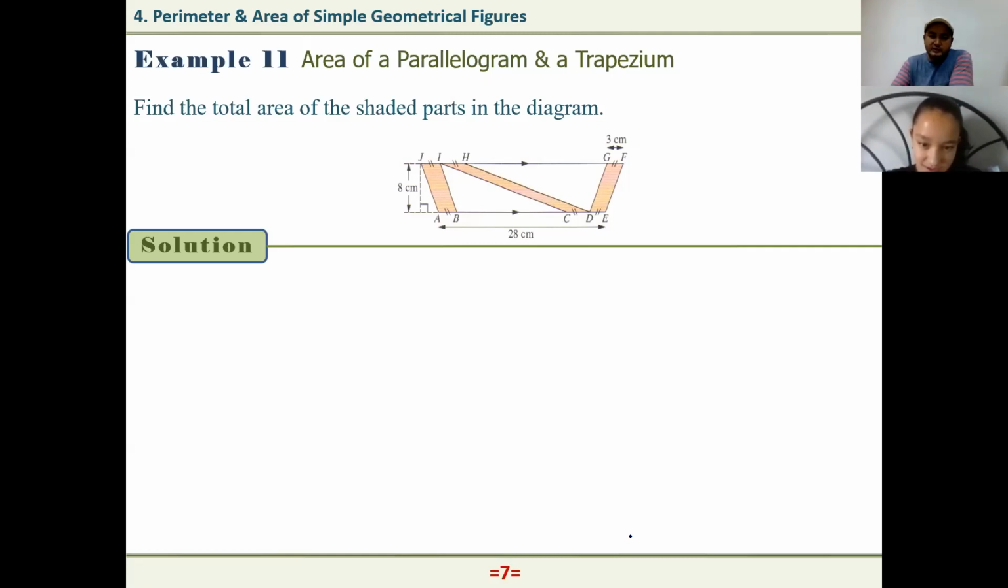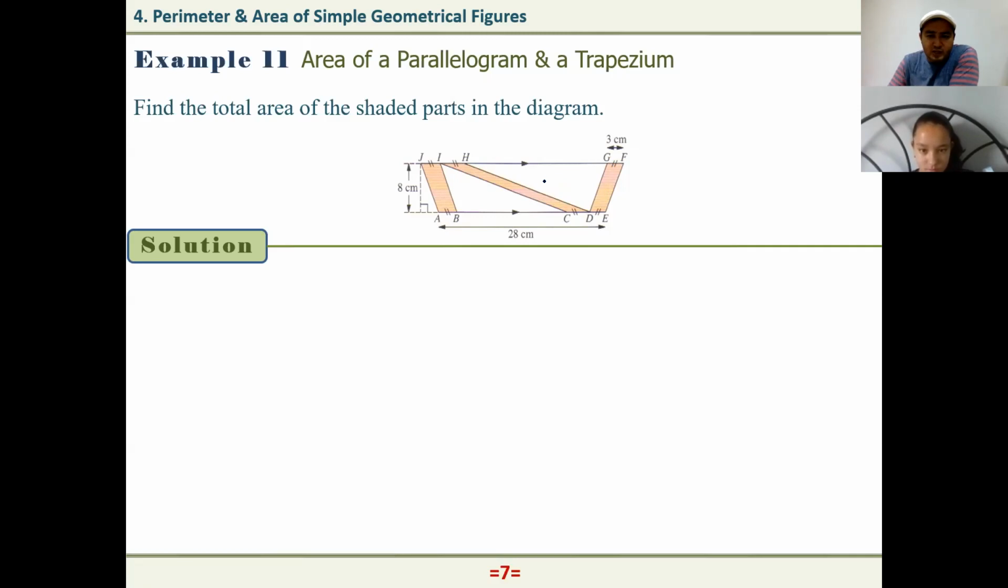But can you recognize these figures? Find the total area of the shaded parts in the diagram. Okay, look at the first one, this one. What does it look like? Is it a parallelogram? Yeah. It is, right? Because these sides are parallel and these sides are parallel. So the length of GF is 3, and also DE must be 3. This double prime notation here means these line segments are all equal, right?